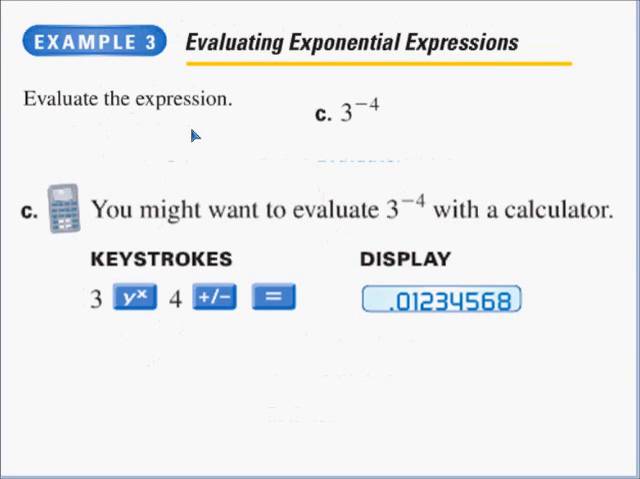Continuing our example 3, this time we have evaluating the expression 3 to the negative 4. And this time you might want to evaluate with a calculator. Here are the keystrokes that you would use on your calculator. If you have any kind of scientific calculator, we can have 3, then you use the y to the x power key. You type in your 4, and you go ahead and use the positive negative button, and then an equal, and your display will show you the answer in decimal form.